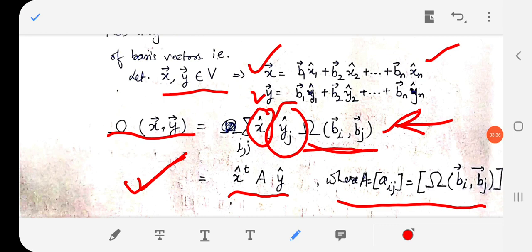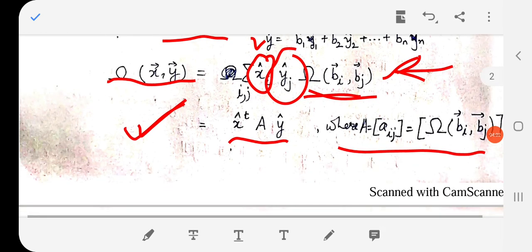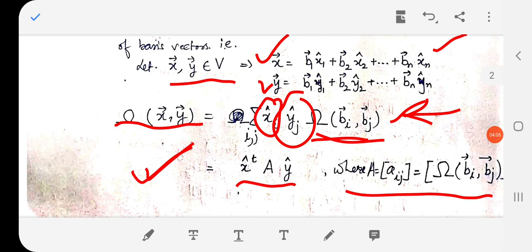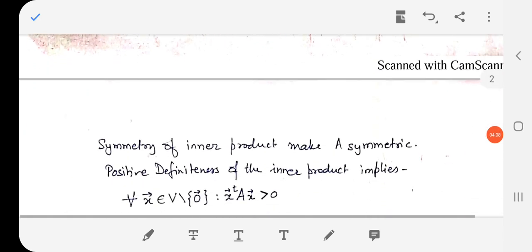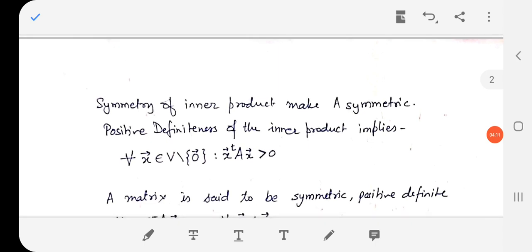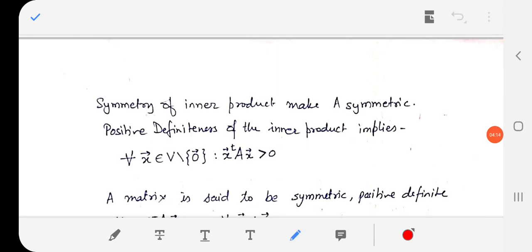Now, we say that it's a positive definite inner product. So omega is representing the positive definite inner product. In that particular case, if I pass the same vector to omega(x, y), it should give me a positive value for all non-zero vectors, right? So that is the definition of the positive definiteness of the inner product. Let us see that the symmetry of the inner product makes A symmetric. That is very correct, because the inner product is symmetric, so A is symmetric.